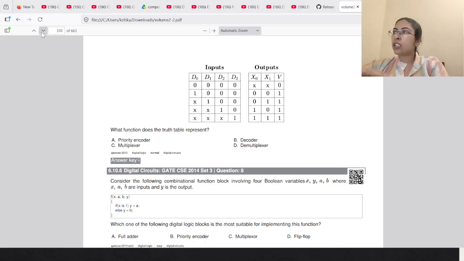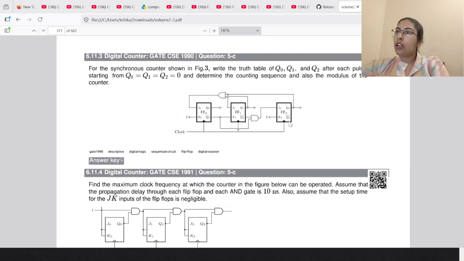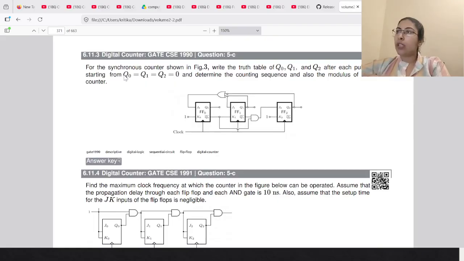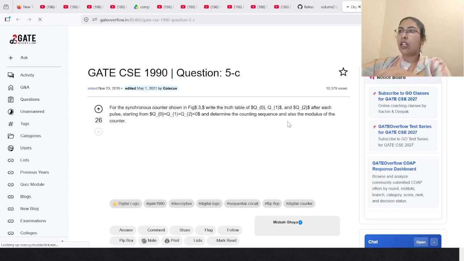So these are digital circuits. These are digital counters. Counter is a very important topic. You can't afford to miss this. So this is a digital counter question, GATE CSE 2019. This is a JK flip-flop. Just simply see this question. Try to solve this question within 4 to 5 minutes. If you are not able to solve it, then simply see the answer. Open it on GATE Overflow, then you will find the solution on GATE Overflow.